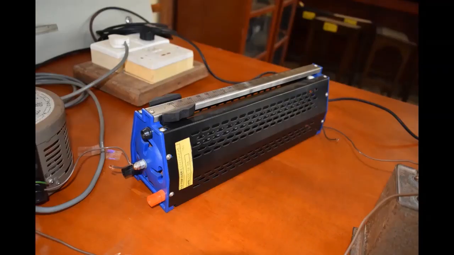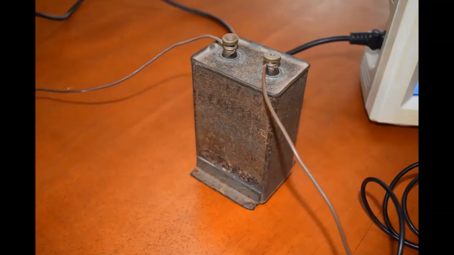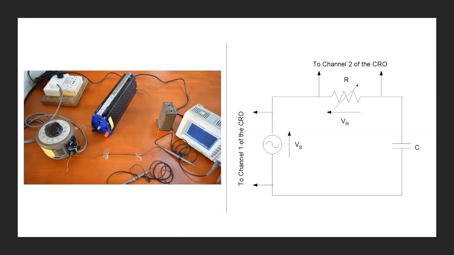You can see the rheostat, an electrical instrument used to control a current by varying the resistance. This is the capacitor. Here we have constructed the circuit. Variac output is connected in series with the rheostat and capacitor as shown in the circuit.